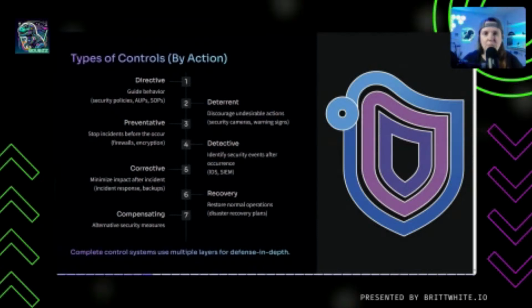A truly complete control system often involves layering preventative, detective, and corrective controls at minimum for a more robust defense. This is known as defense in depth.